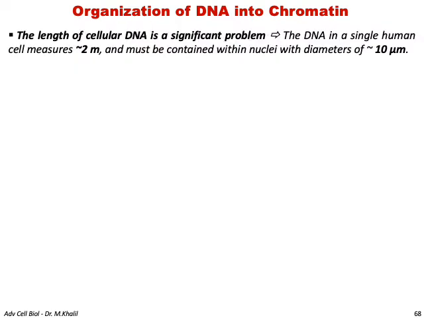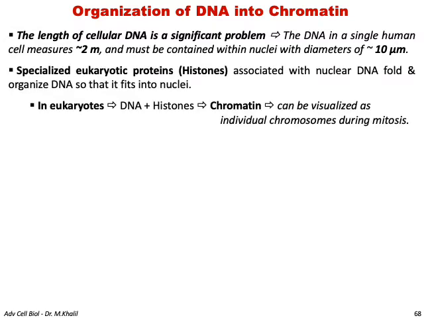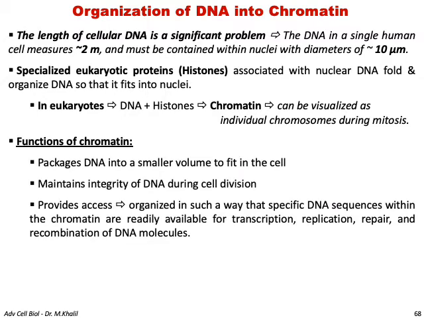The length of the cellular DNA is a significant problem. The DNA in a single human cell measures around 2 meters and must be contained within a nucleus with a diameter of 10 micrometers. There are specialized eukaryotic proteins, the histones, which associate with the nuclear DNA, fold and organize the DNA so it fits inside the nucleus. In eukaryotes, the DNA-protein complex is called chromatin and can only be visualized as individual chromosomes during mitosis.